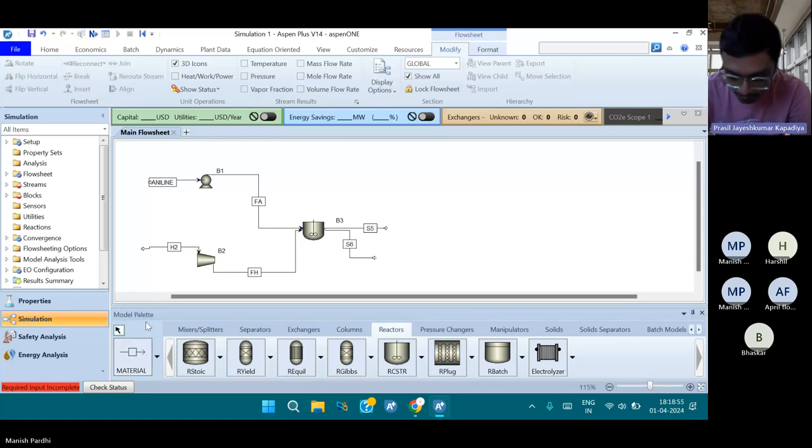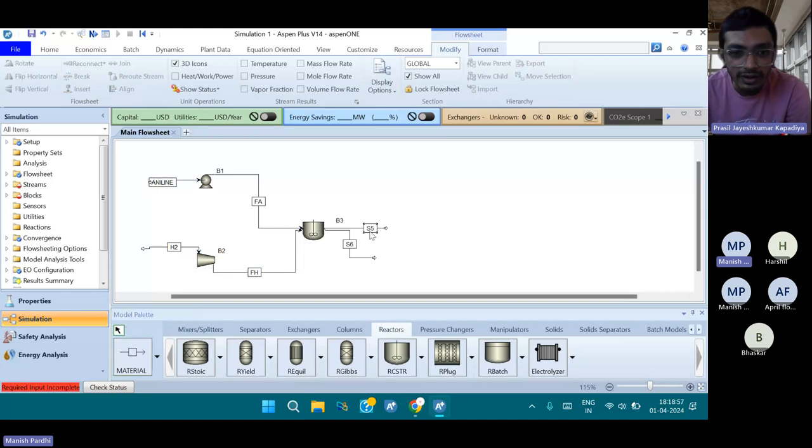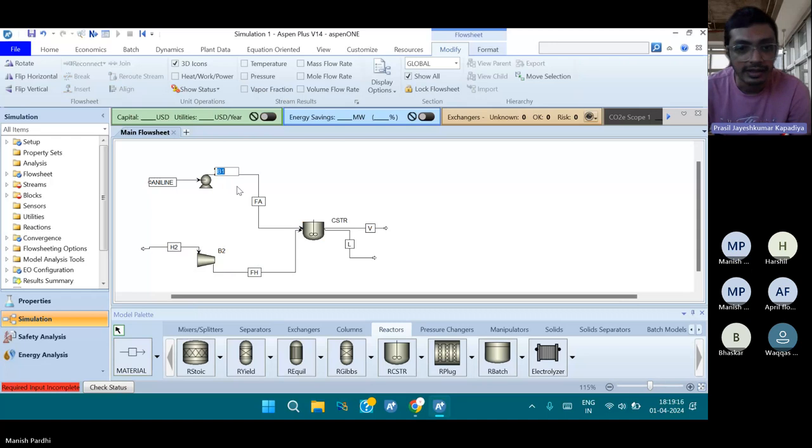Okay, it is added. I don't know which one will be vapor or which one will be liquid, but just rename it for now. We will check that later. Now add block names if you wish: B1 as pump, B2 as compressor, and the CSTR.